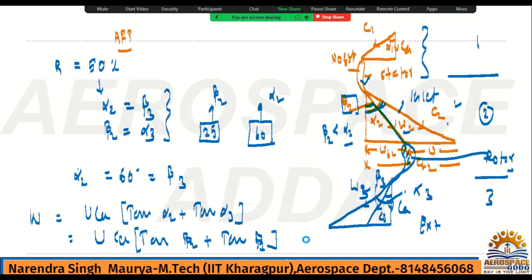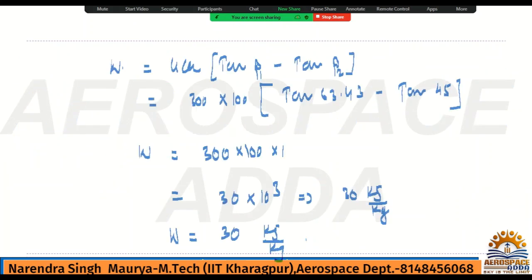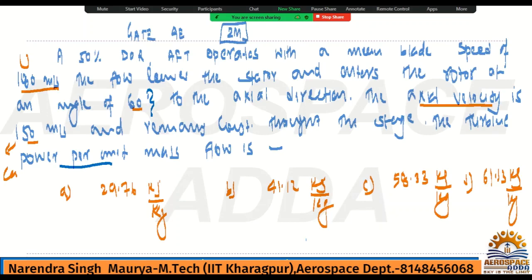Check if any option is given as 61. Approximate, no? If you check, this value is nearby 61. So what is the correct option?